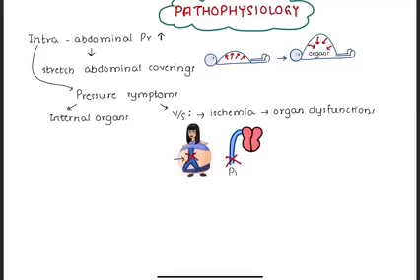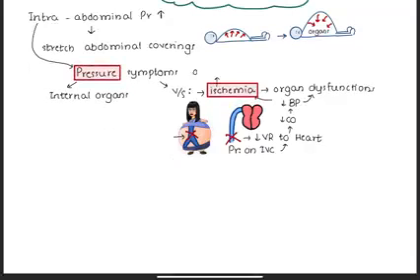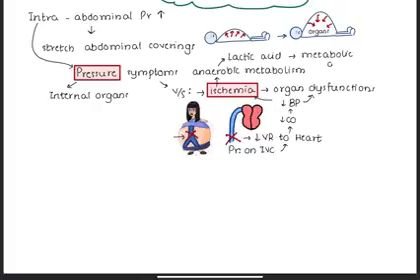Compression on inferior vena cava leads to reduced venous return to the heart, then reduced cardiac output, blood pressure, and reduced organ perfusion. Due to ischemia, oxygen delivery to the cells is impaired, leading to anaerobic metabolism. The end product of anaerobic metabolism is lactic acid, leading to accumulation of lactate in circulation.